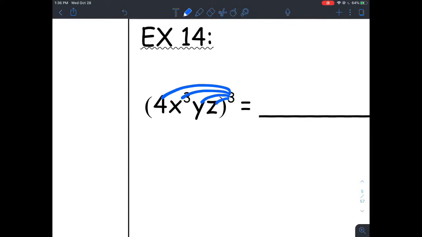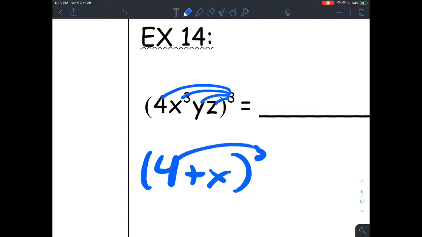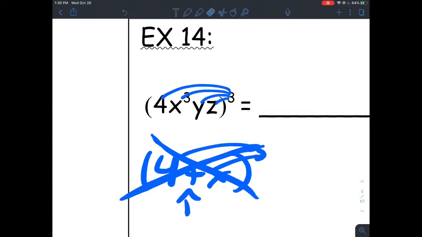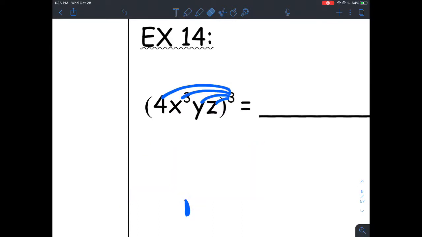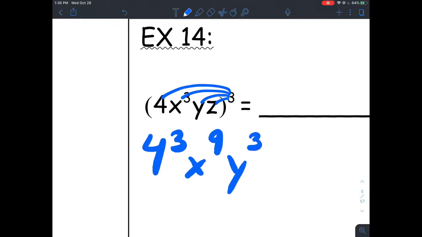Okay, and in order for you to do this, everything on the inside has to be getting multiplied. So notice how it's 4 times x cubed times y times z. If you had 4 plus x, you could not do that because it's not being multiplied on the inside. Everything needs to be getting multiplied on the inside to distribute that exponent. So you get 4 to the third, x to the 9th, y to the third, and z to the third.